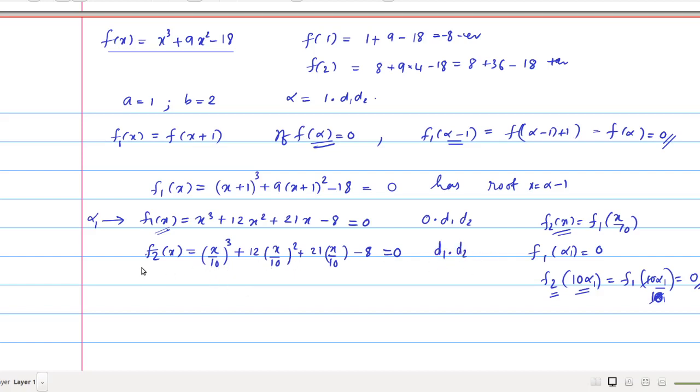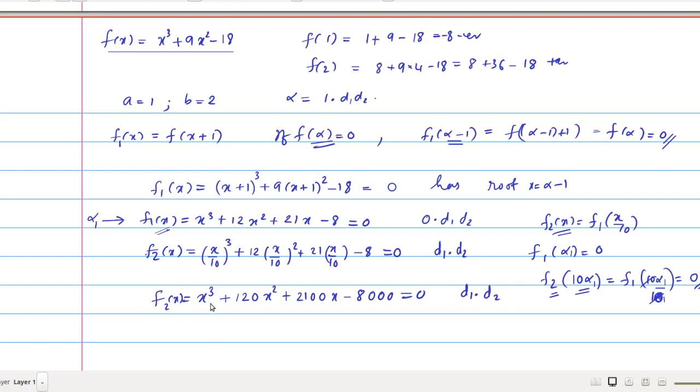So just evaluate this equation. Simplify this equation. Then what we get is x cube, the first term will be x cube by 1000, plus 12 times x square by 100, plus 21 times x by 10, minus 8 equal to 0. Here 8 has no x, so we don't need to replace it. So by taking the LCM you can get this: x cube plus 120 x square plus 2100 x minus 8000 equal to 0. Okay, which has the root d1.d2. Okay, so this is our f2 of x.